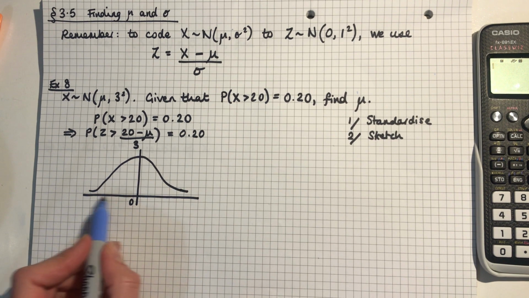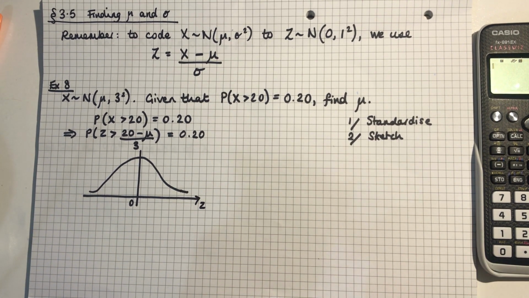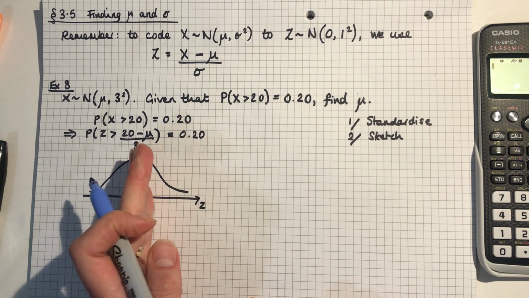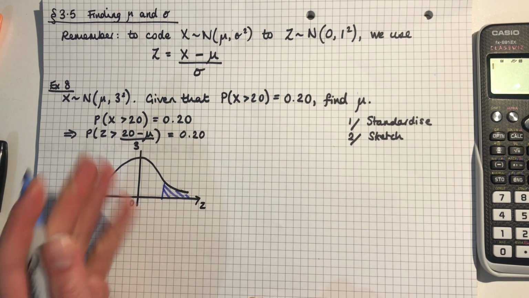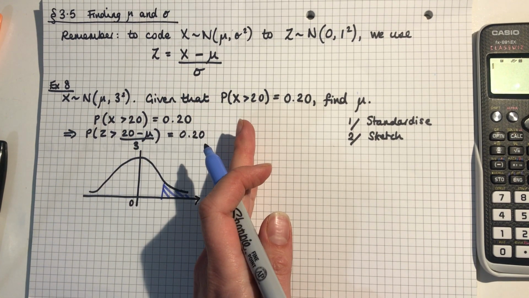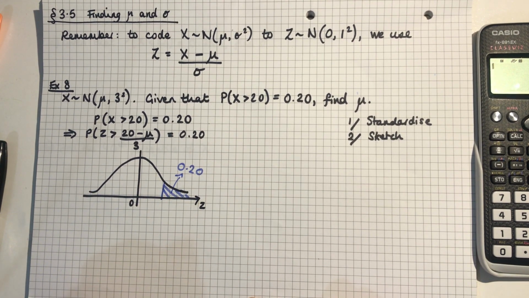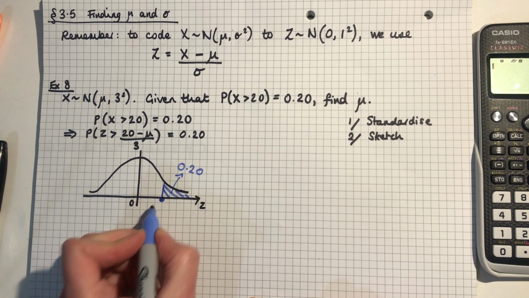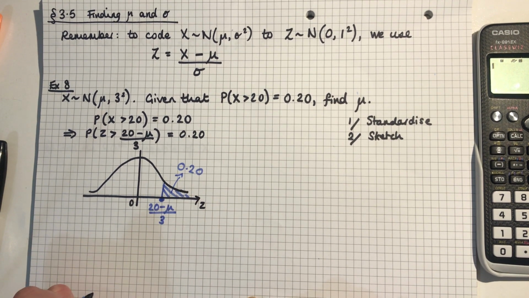So where is this value along the z-axis here? Well, if the probability we're bigger than it is 0.2, which is less than a half, it must be this side of 0. So somewhere around about here, because we know that the whole probability greater than 0 there is 0.5. So 0.2, an area of 0.2 looks something like that. And what we're saying is that this value here is 20 minus mu over 3.